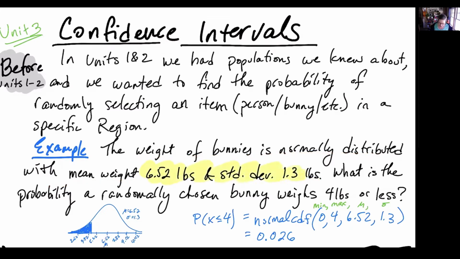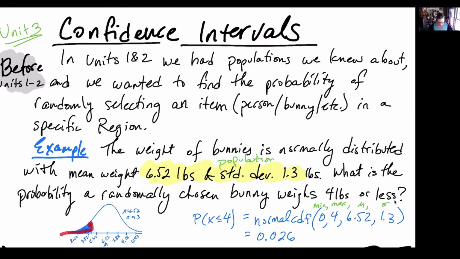And this information right here has to do with the population. Of the entire population of bunnies, this is their average weight and their standard deviation. So all the bunnies fit into this normal curve here, all the bunnies in the entire world. And we would want to find the probability of randomly choosing a bunny that weighs 4 pounds or less. So we're trying to find the probability that something's in this region here. So we randomly pick a bunny in this region here.